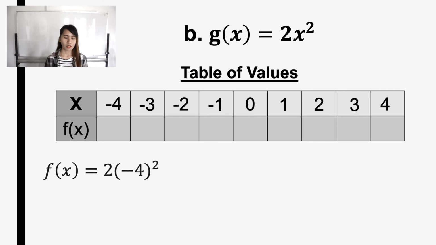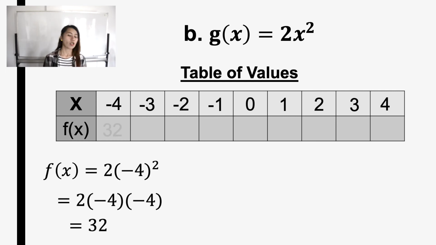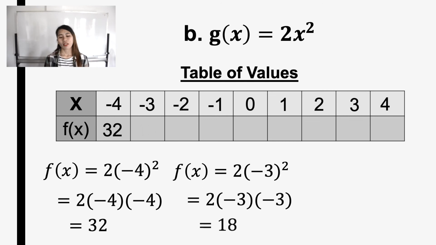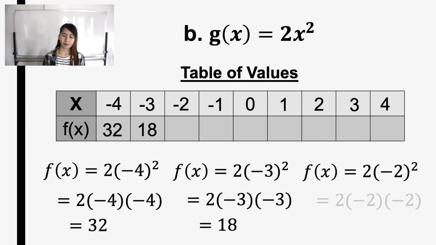So first, g of negative 4 is equal to 2 times negative 4 squared, or we can rewrite it as 2 times the quantity of negative 4 times negative 4. So our answer will become positive 32. Next, g of negative 3 is equal to 2 times negative 3 squared, or we can also write it as 2 times negative 3 times negative 3. And our answer will become positive 18.